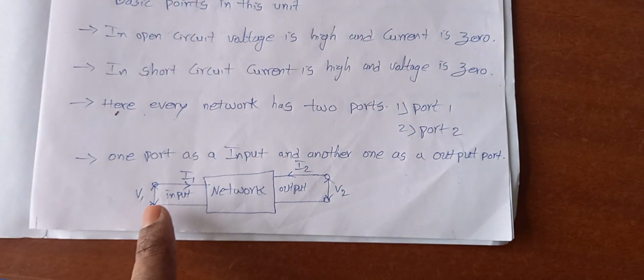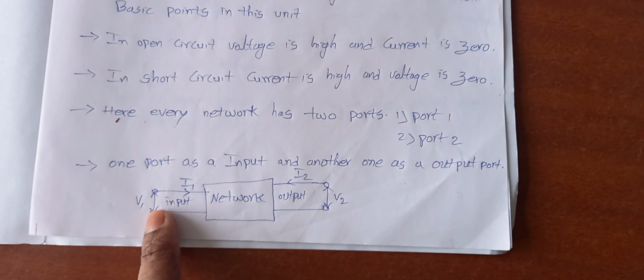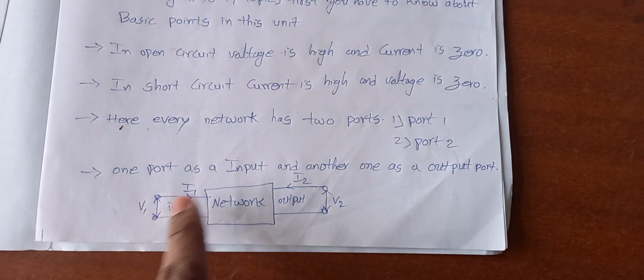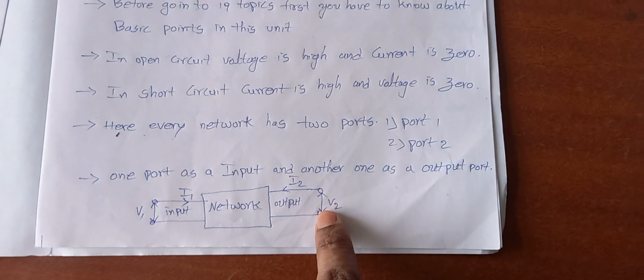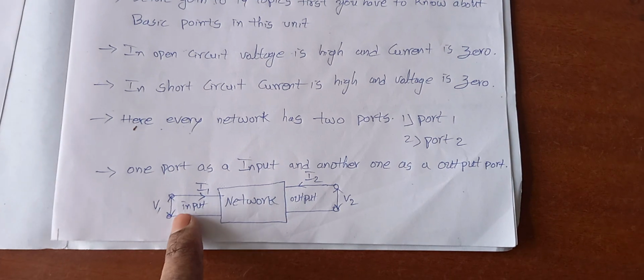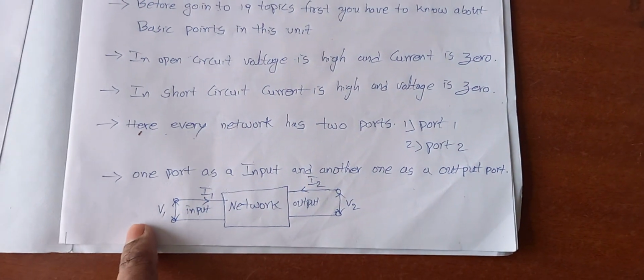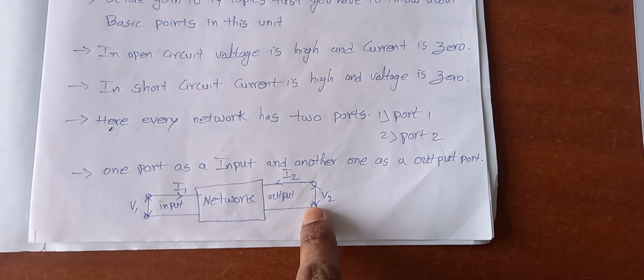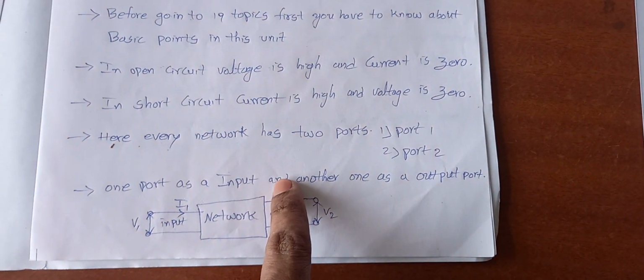If, for example, we are connecting the input here, in the sense this one is the input port. Suppose, for example, the same input we are connecting here, in the sense this one is the input port. Okay, so the input port has V1 voltage and I1 current, and the output port has V2 voltage and I2 current.